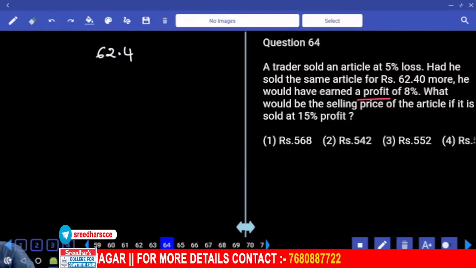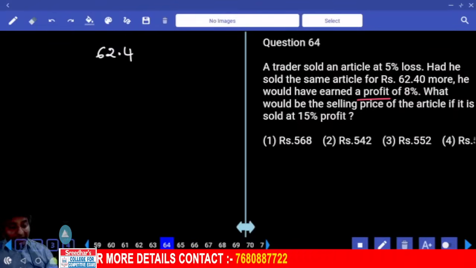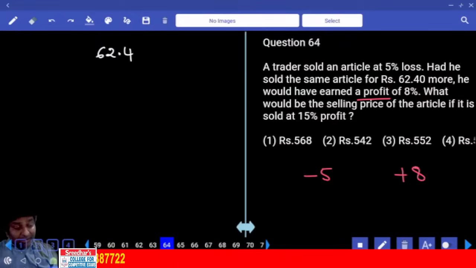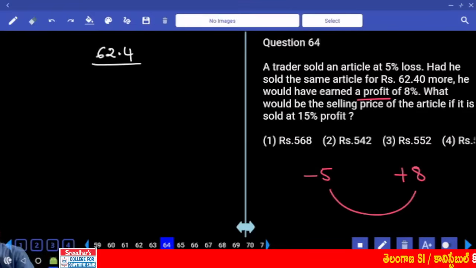62.4 rupees increase. Because of that, loss in the sense it will be a negative number. Profit in the sense that will become positive number. Difference between -5 and +8. 13. So 13% value is this much. Then 1% is equal to divided by 13.